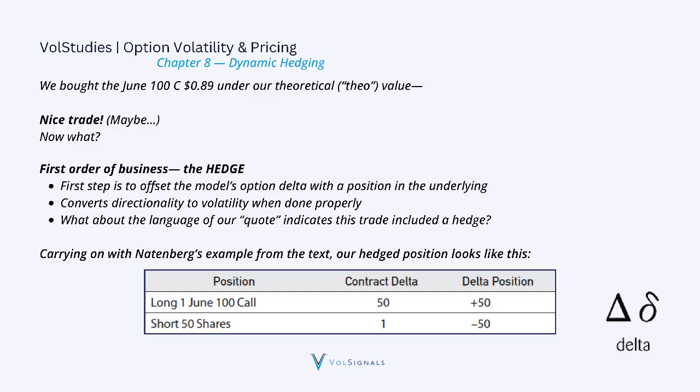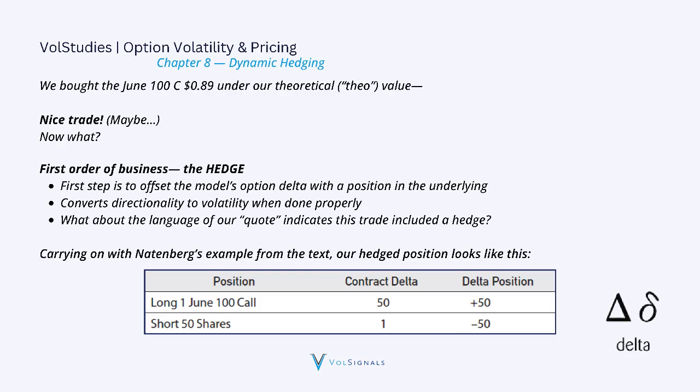Carrying on with the example from the text, the hedge position looks like this. We have our one June 100 call, which of course has a 100x multiplier on the underlying stock. This call is at the money, or at the forward. It has a 50 delta. That means it's equivalent to being long 50 shares. And the contract delta for the shares is just 1, because each share has just a 1 multiplier. Here, we offset the call purchase with 50 shares, and we're delta neutral.